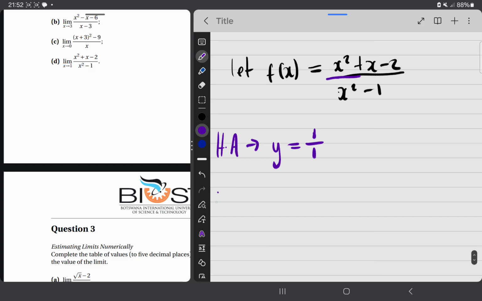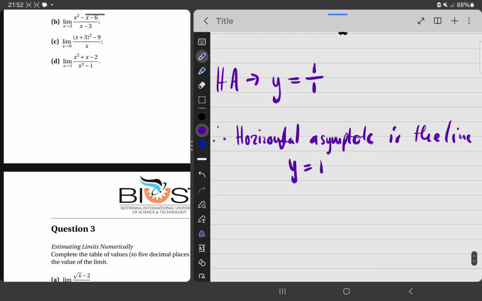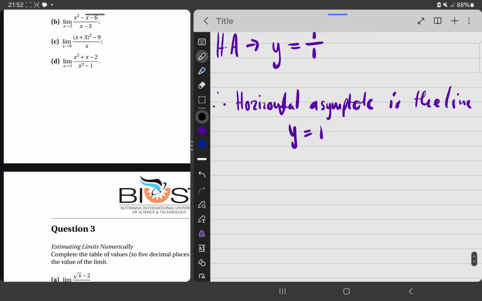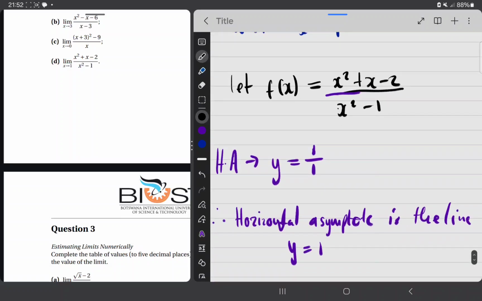So we can say, therefore, the horizontal asymptote is the line y equal to 1. There we go. Now we have a horizontal asymptote as the line y equal to 1. We go ahead. What do we have? f of x being equal to this.